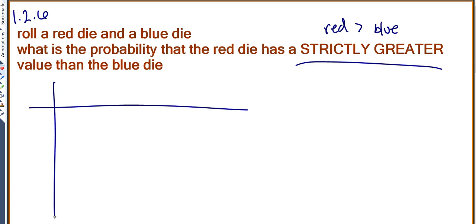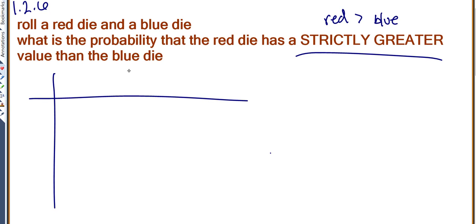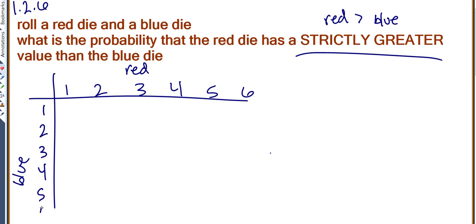So to do something like this, it would be easier for me to draw out a chart. So I'll put my red up here, and I'll put my blue die over here. My red die, I can get a 1, 2, 3, 4, 5, or 6. Blue, I can get 1, 2, 3, 4, 5, or 6. Okay. So now I could get a 1 and a 1, a 1 and a 2, a 1 and a 3, etc. So there are 36 possibilities here, and I need to figure out which ones would have red greater than blue.